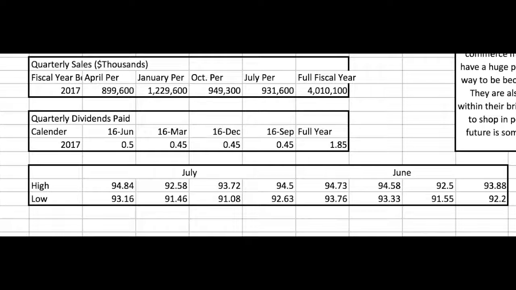These first two sections are based on the quarterly financial statements. The first shows the quarterly sales and its trend. The second section shows the quarterly dividends paid. All of my numbers are based on the numbers found on finance.yahoo.com. The third section gives the highest highs and the lowest lows of the stock price for June and July 2017.